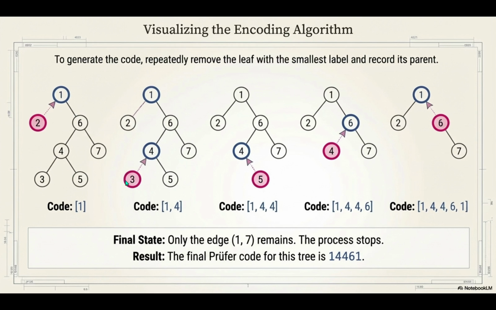Find the new smallest leaf, record its parent, remove it. And you just keep doing that until what? Until you're left with just two nodes and one edge between them. At that point, you stop. The list of numbers you wrote down, that's your Prüfer code.